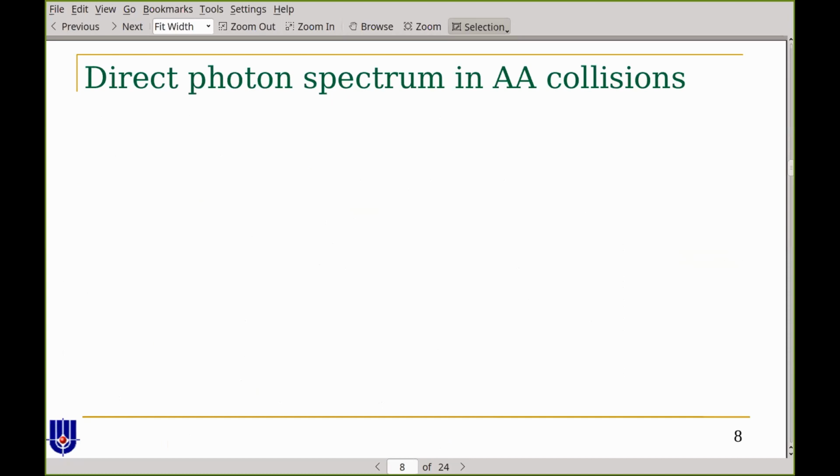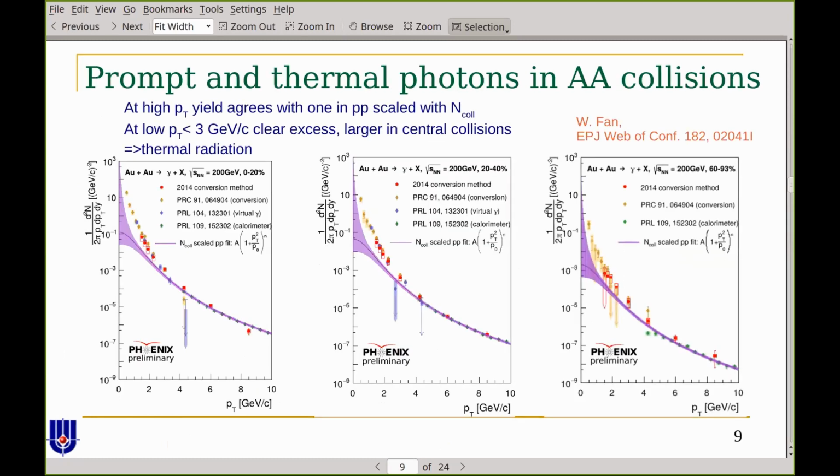Now we can go to the direct photon spectrum in AA collisions. And again, we can start from RHIC energies. Now we can look at the direct photon spectrum in gold-gold collisions at 200 GeV and compare it to what we expect, the expected prompt photon contribution, which is calculated by scaling of pp collisions with the number of expected nucleon collisions. So this band is the expected prompt photon contribution.